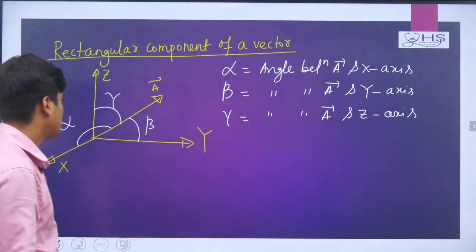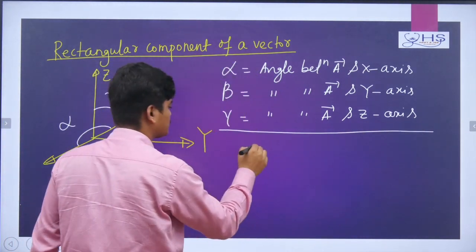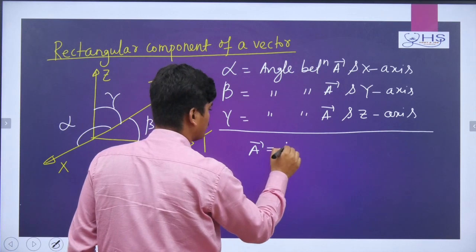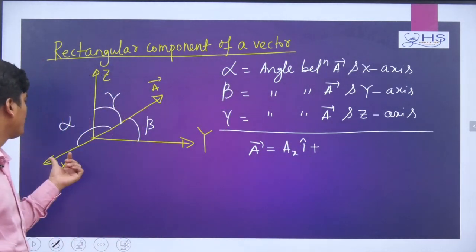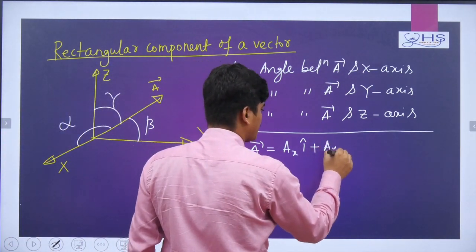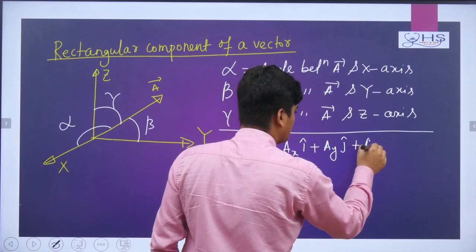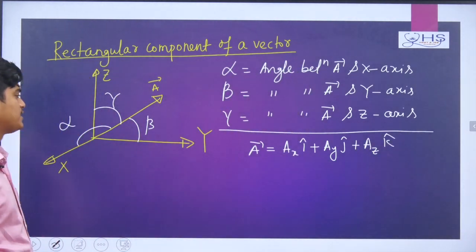Okay, now here, what is the A vector? What components does it have? The A vector has a component Ax i cap, so in the x direction it has some component, that is Ax. In the y direction it has some component, Ay j cap. And in the z direction it has some component, that is Az k cap. So this is the A vector.